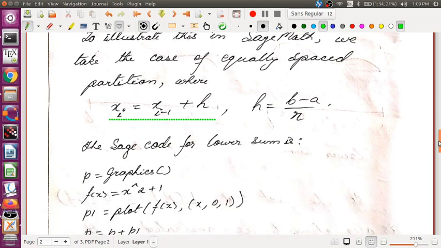So for that, xi will be actually xi minus 1 plus h. h is the length of each sub interval, which is constant. It is (b minus a) by n. So in this case it is (1 minus 0) by n, that is 1 by n.